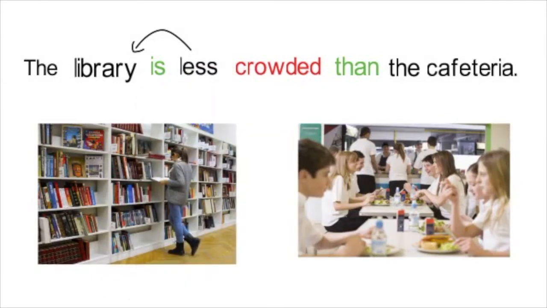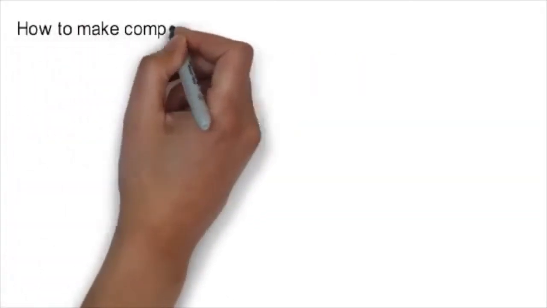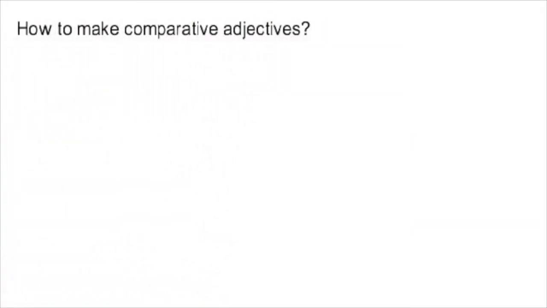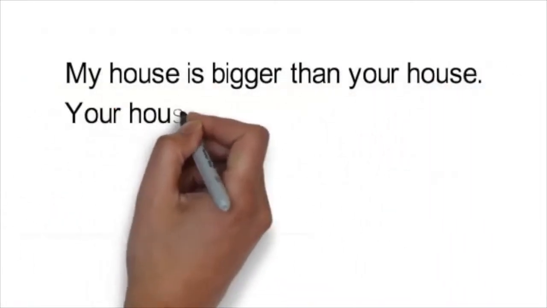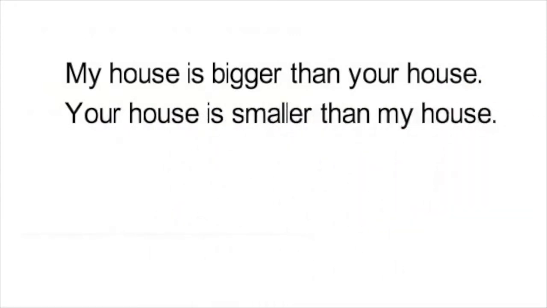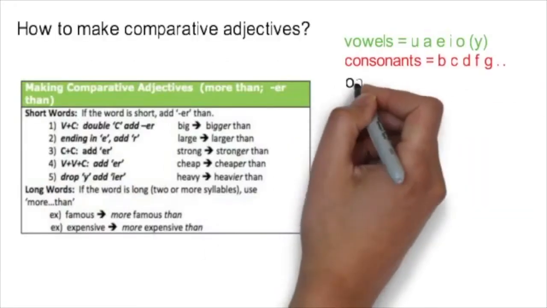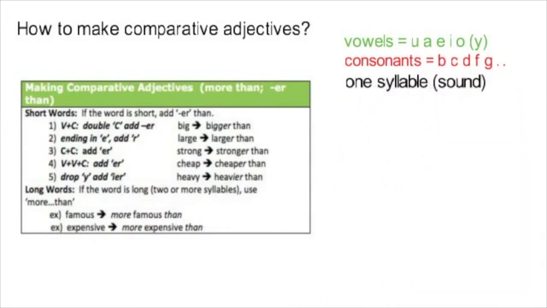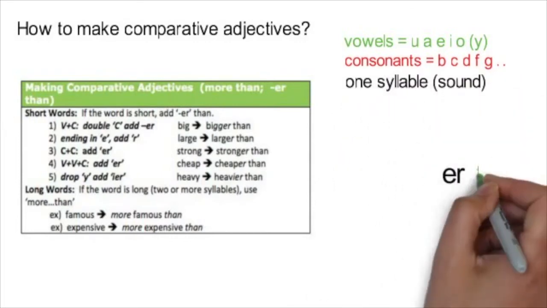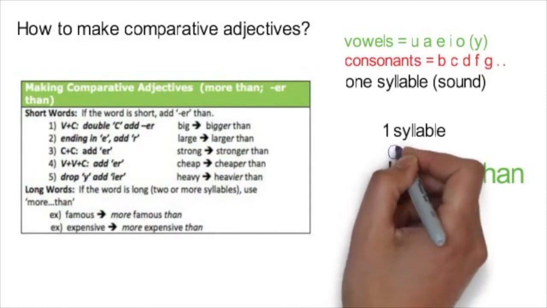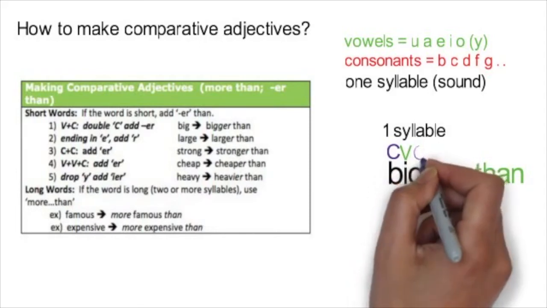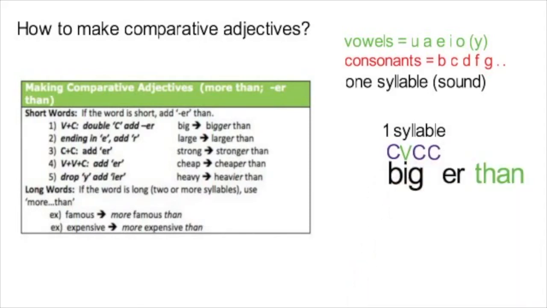So, how do we form these comparative adjectives? Let's look at these sentences again. My house is bigger than your house. Your house is smaller than my house. For short words that have one syllable, add er and than. In the first sentence, the adjective is big. It is a one-syllable word. How did we change big to bigger? We doubled the consonant and added er.